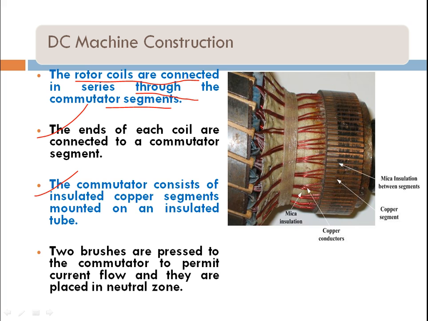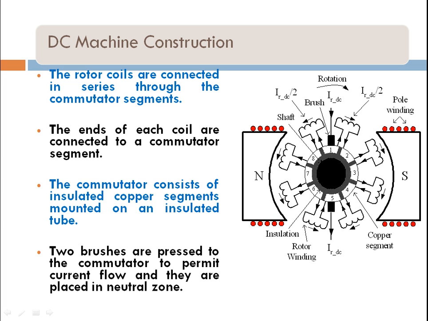Two brushes are pressed to the commutator to permit current flow, and they are placed in the neutral zone. It is also important why we use brushes and how they are positioned. Why we use carbon in the brushes is also important. That is also a matter. We will discuss the purpose of those things, why we use this and that, but now we are just discussing what is what.